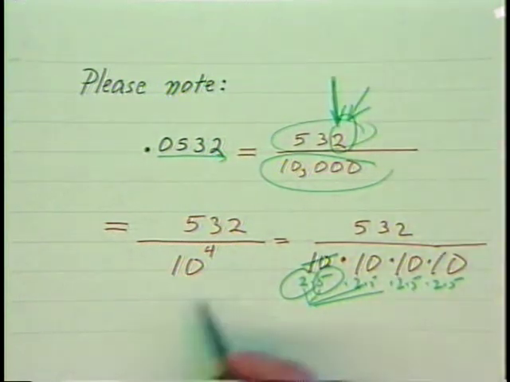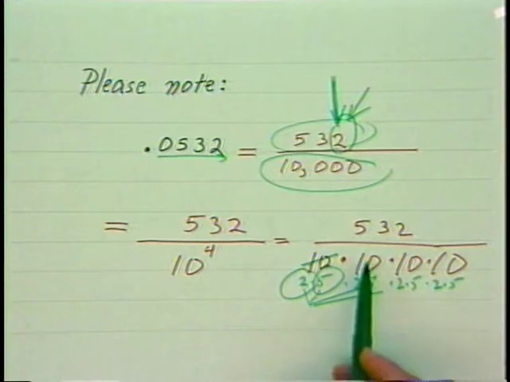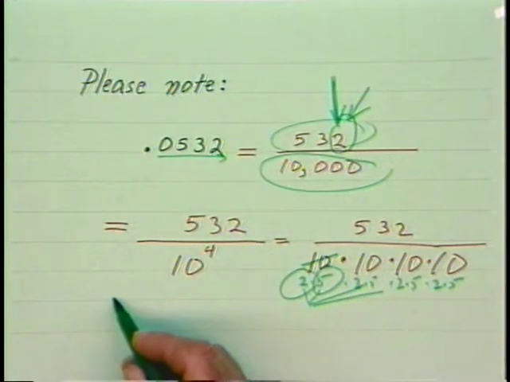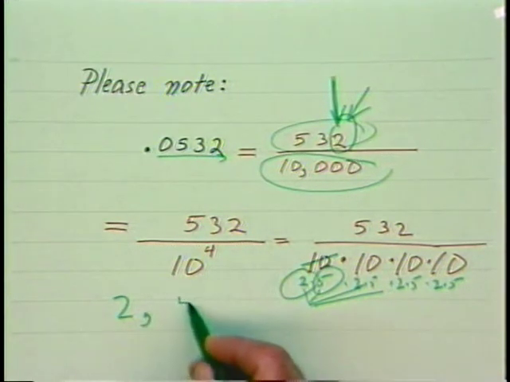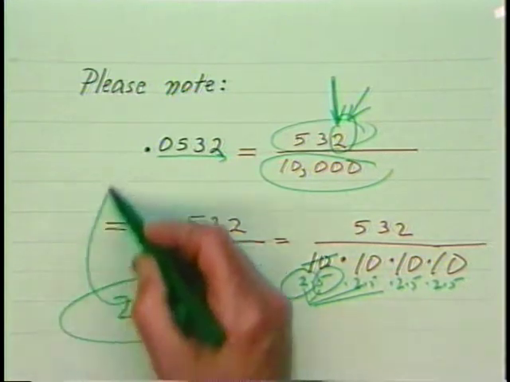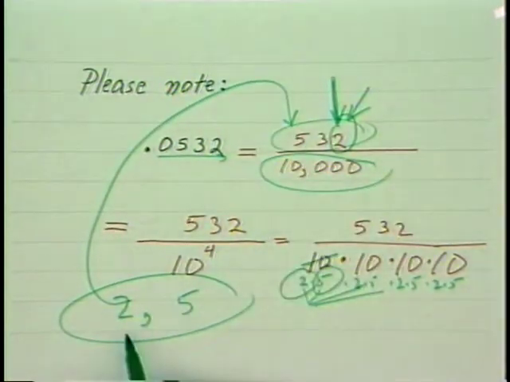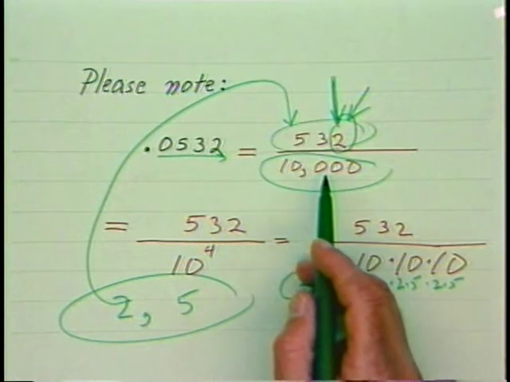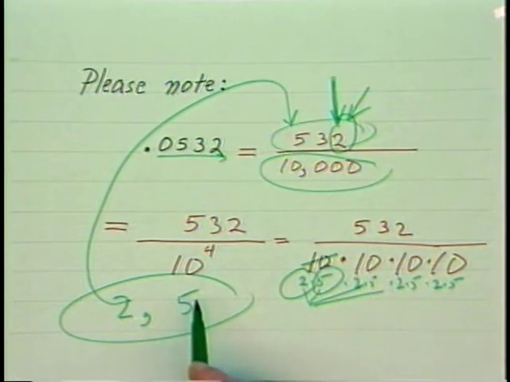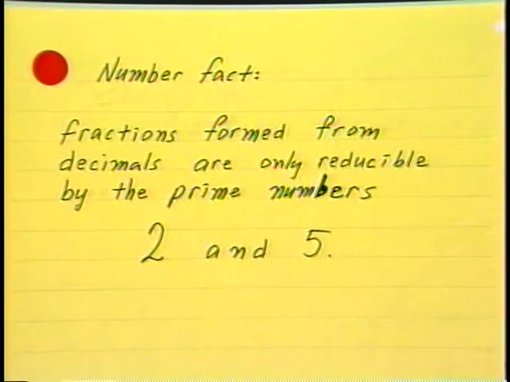So in short, to reduce fractions derived from decimals, you see if you can divide by 2 and 5, and you only check the top. We know that 2's and 5's will divide the bottom, and anything made up of 2's and 5's, factor-wise. Let's make a special memory note to use that. Fractions formed from decimals are only reducible by prime numbers 2 and 5.